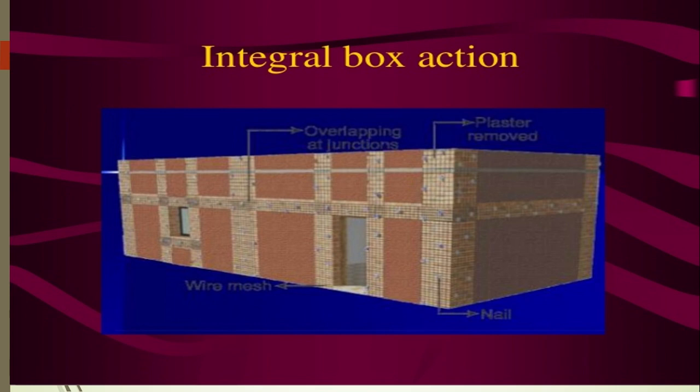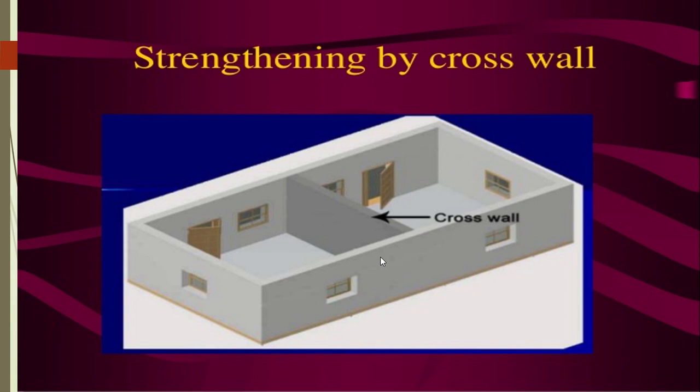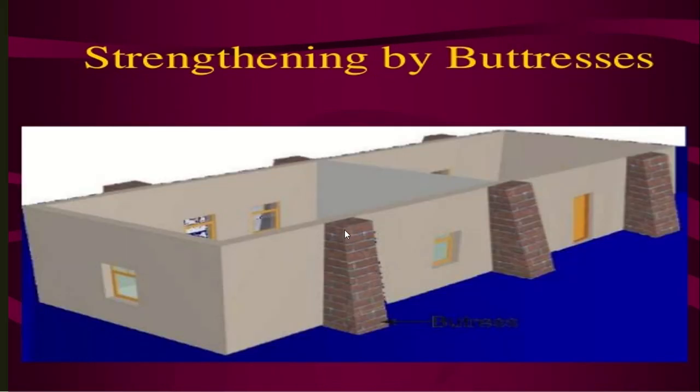See, here the overlapping at the junction is given. Here the plaster is overlapped, and the tapping and junctions are given. The wire mesh is provided here. Nailing is done here. Okay, this is strengthening of wall intersections. See, here the strengthening of the wall is done. You can see the mesh-like thing. Then see, by providing a cross wall, the strengthening could be done. Then by providing buttresses, we can strengthen the building.